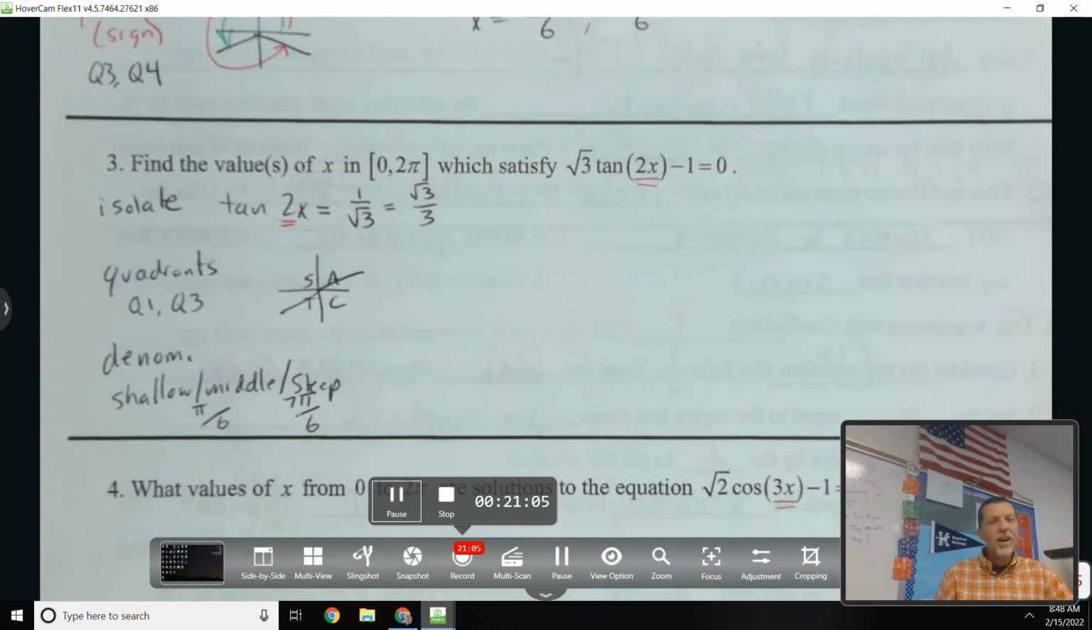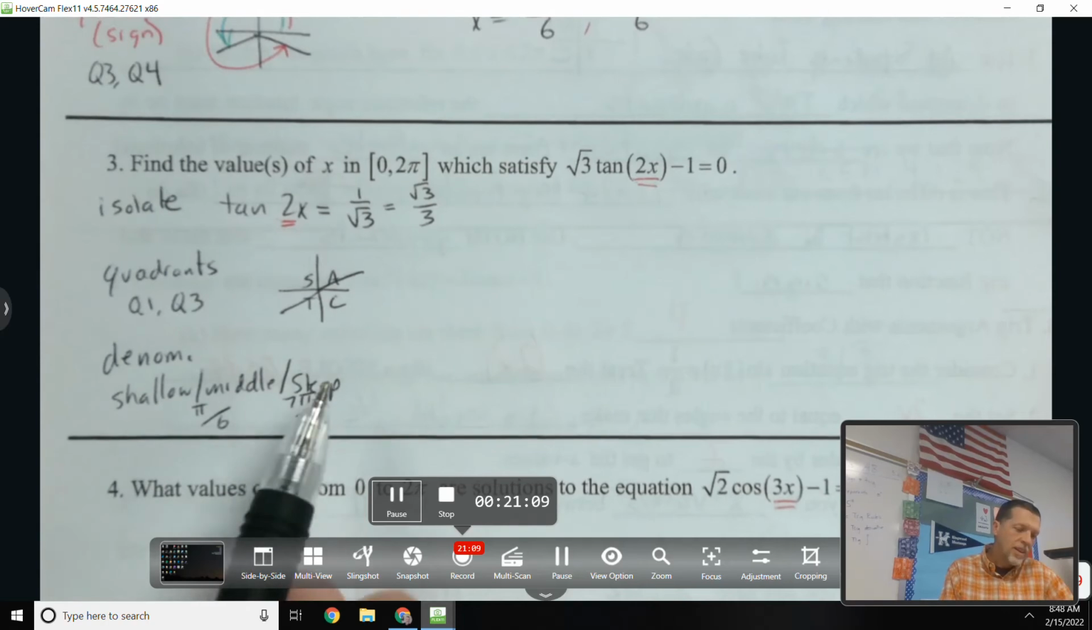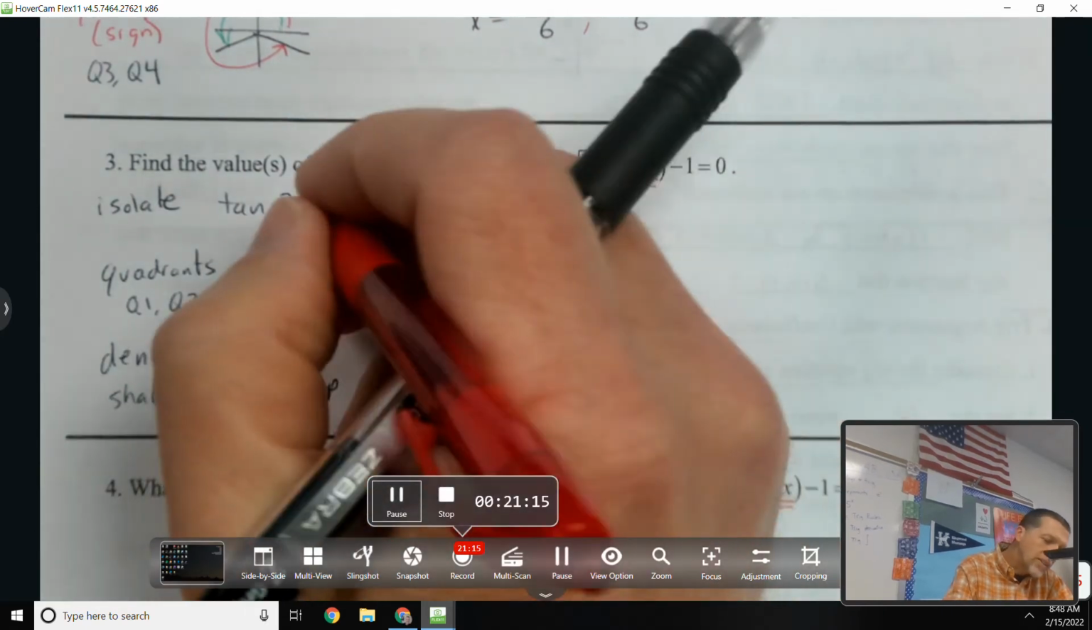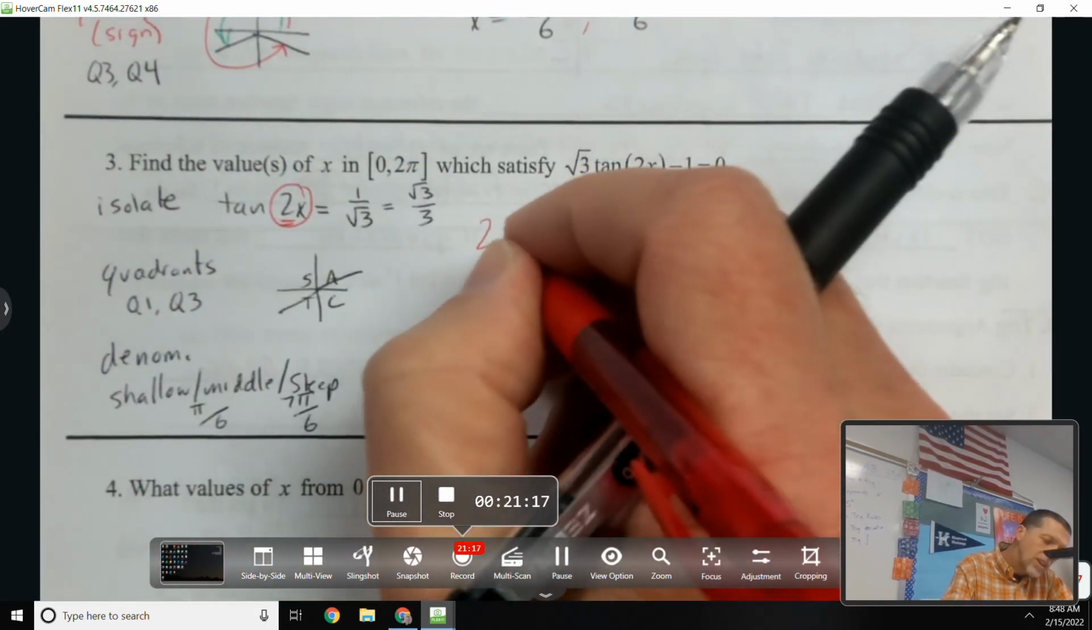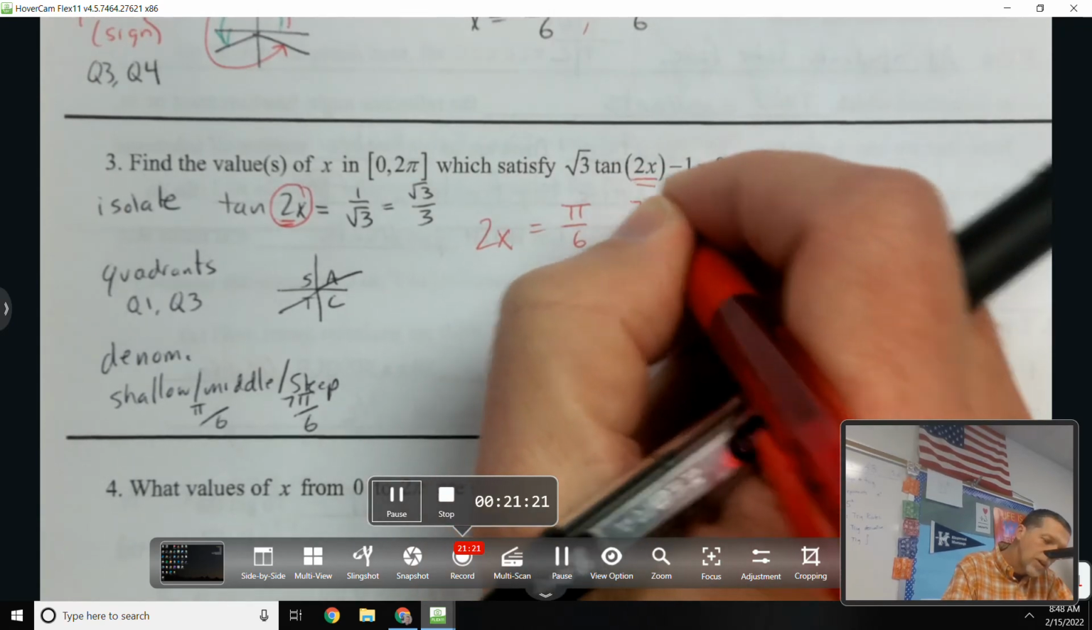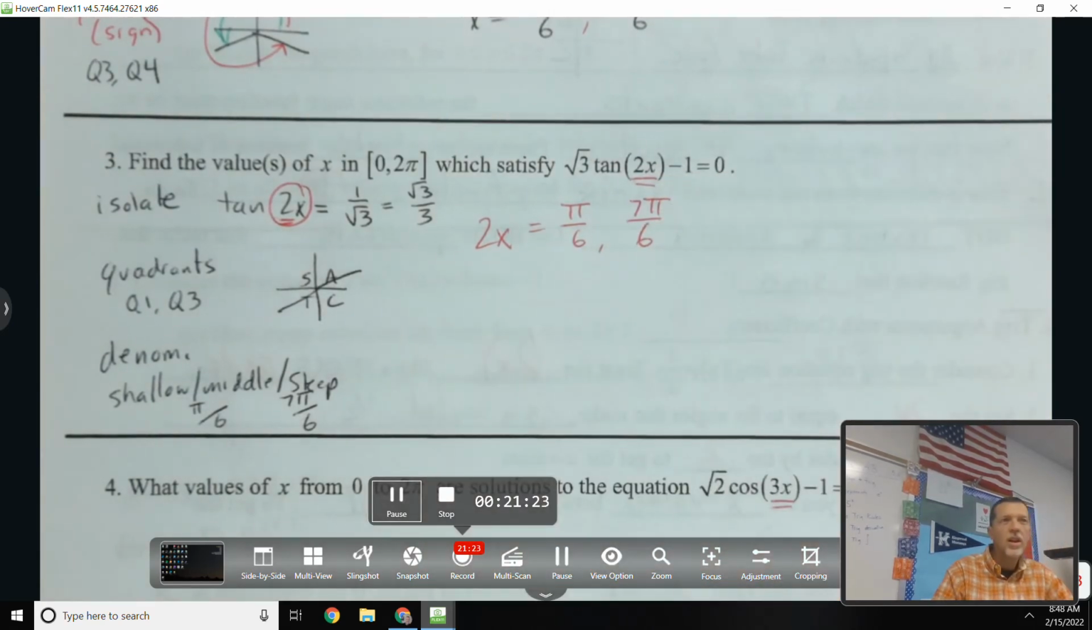Now, here's where I need to slow down and be super careful, because my answer isn't really pi over 6 and 7 pi over 6. This is where 2x equals pi over 6 and 7 pi over 6. But don't you want to double the amount first? But I need to double the amount, so I'm not through.